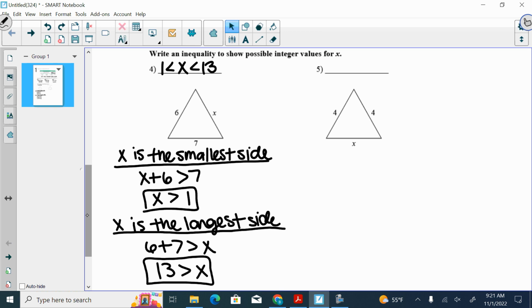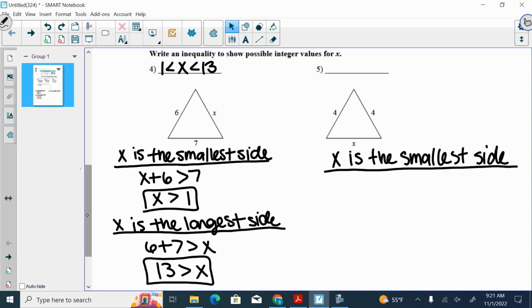All right. Okay, same thing for number 5. First, we're going to consider that our x is the smallest side. And if that's the case, what would I set up if x is the smallest side? 4 plus x is greater than 3. Very good. Okay. And then I would need to determine what values of x would make this statement true. So solve for x.